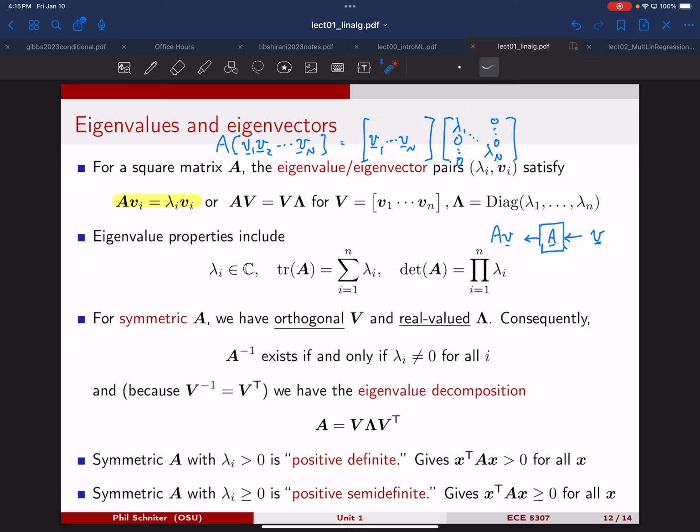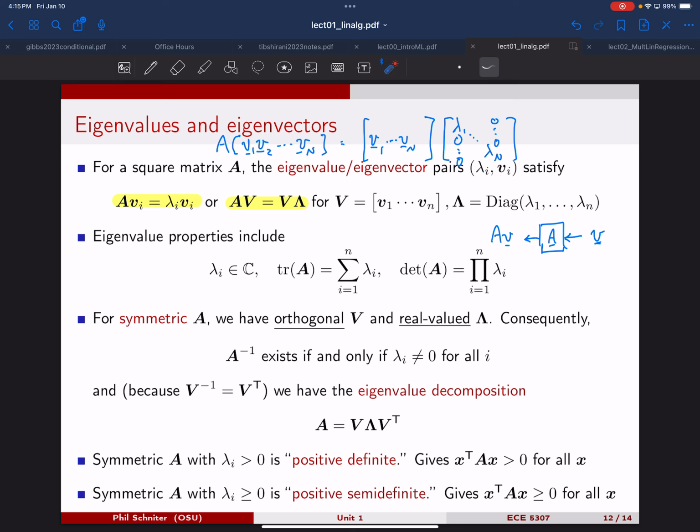After you do all that, you can see that in total, we can write all these eigenvector-eigenvalue equations together like this, where V is the stacking of the eigenvectors and Lambda is this diagonal matrix over here. Okay. Any questions so far? Making sense? Okay.